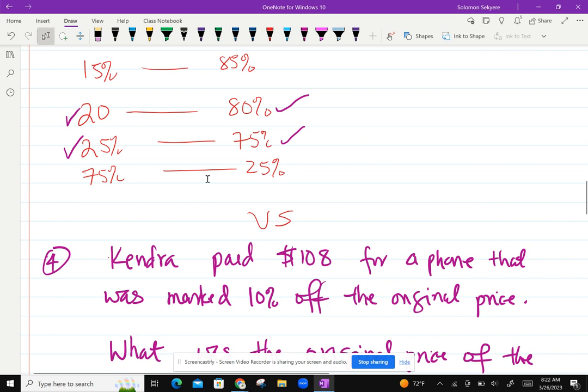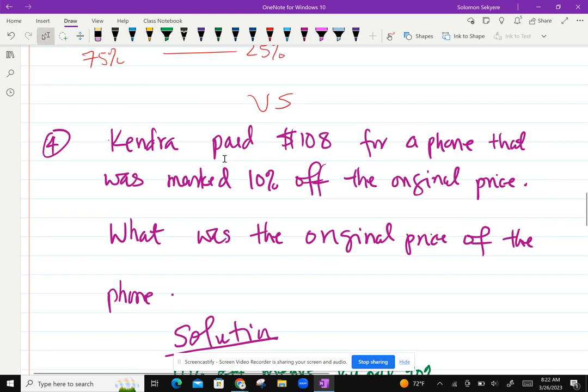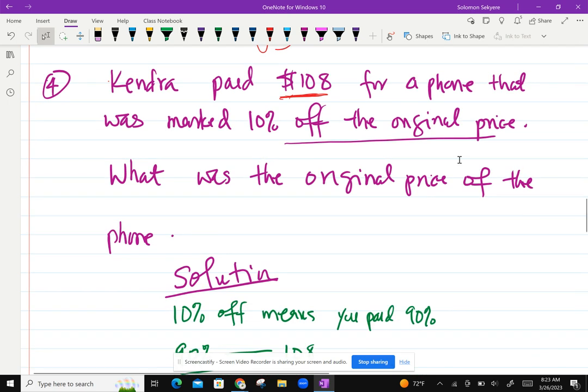Now, versus this question. Kendra paid $180 for a phone that was marked 10% off the original price, right? So what is this amount here? This is your sales price. This is not your discount. This is after you subtracted your discount. This is how much you paid. We want to know the original price.